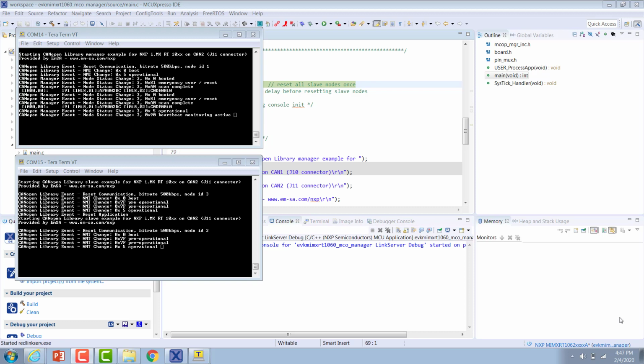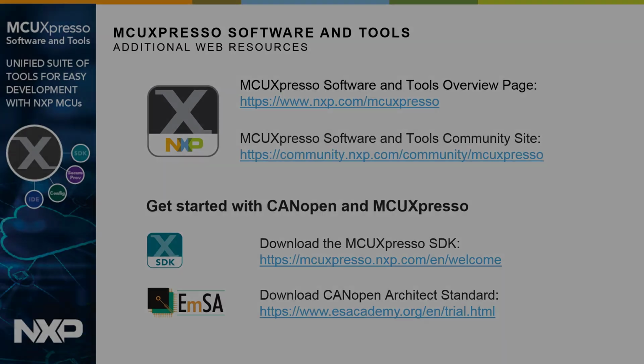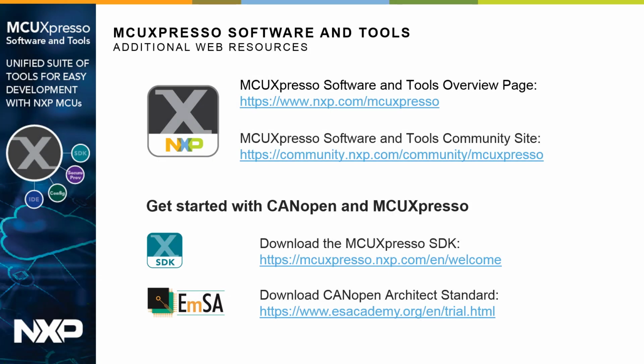That is how you get started with the CANopen examples from Embedded Systems Academy inside the MCUXpresso SDK. To learn more about MCUXpresso software and tools, you can either visit the overview page on nxp.com or one of the community sites. If you'd like to go beyond the examples included in the MCUXpresso SDK, you can download EMSA's CANopen Architect Standard EDS Editor and start developing your very own CANopen networks today.